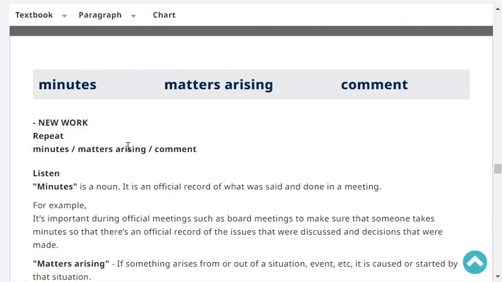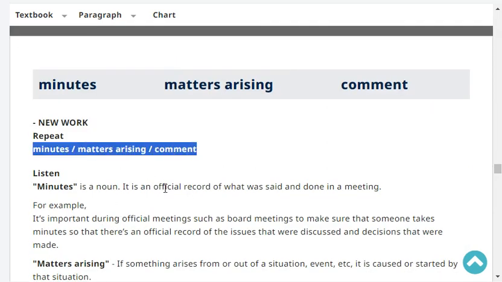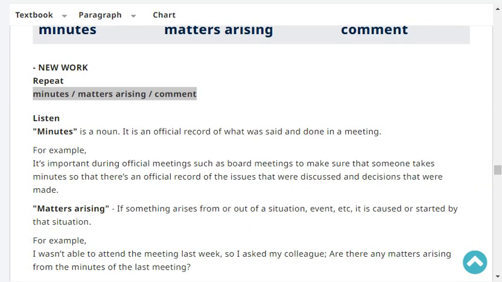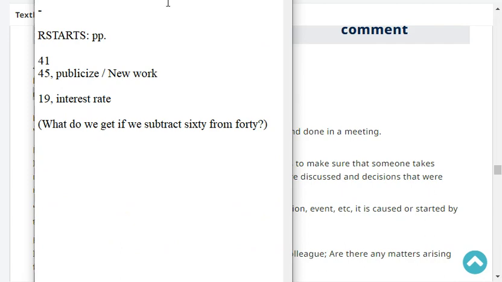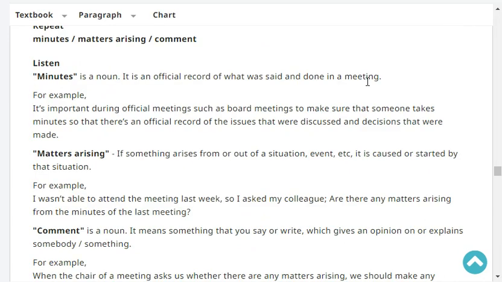Okay, next, repeat: minutes, matters arising, comment. Very good. Okay, listen. Minutes is a noun. It is an official record of what was said and done in a meeting. For example, it's important during official meetings, such as board meetings, to make sure that someone takes minutes so that there's an official record of the issues that were discussed and decisions that were made.